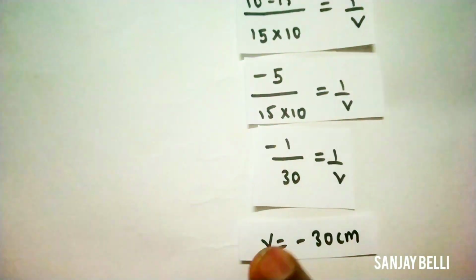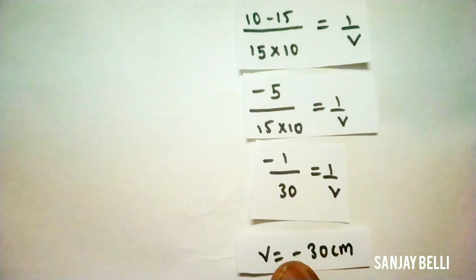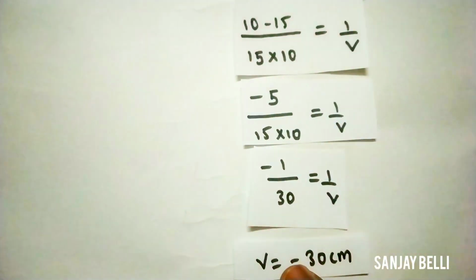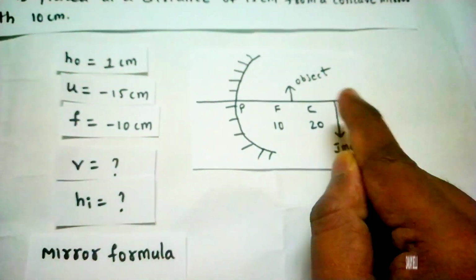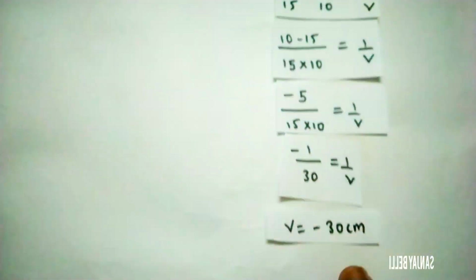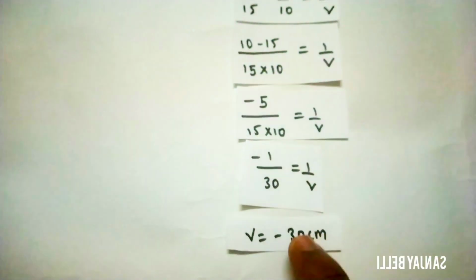Now check whether the v value you got is correct or not. First, you need to get minus because it is an inverted image, and 30 centimeters means it should be obtained after c, so it is greater than 20. So your v value is the correct image distance.